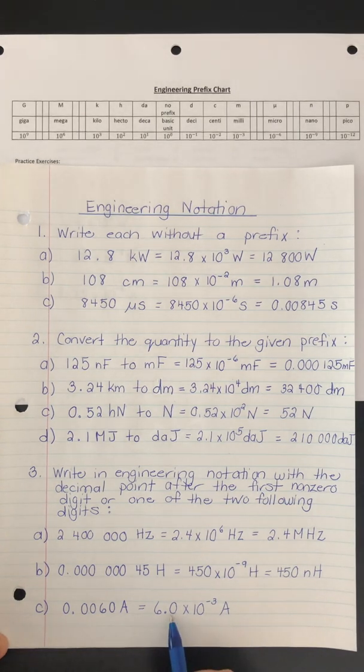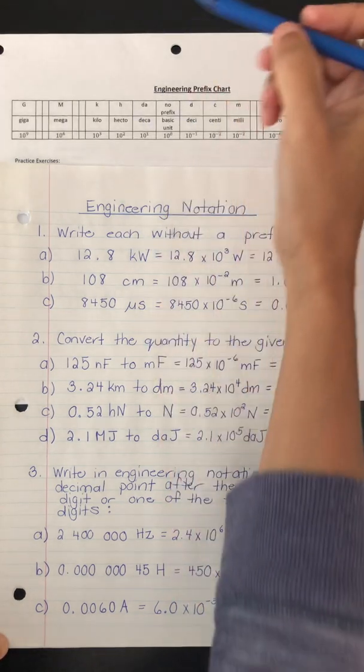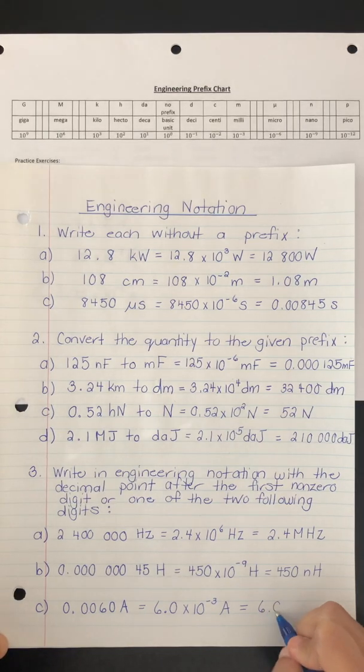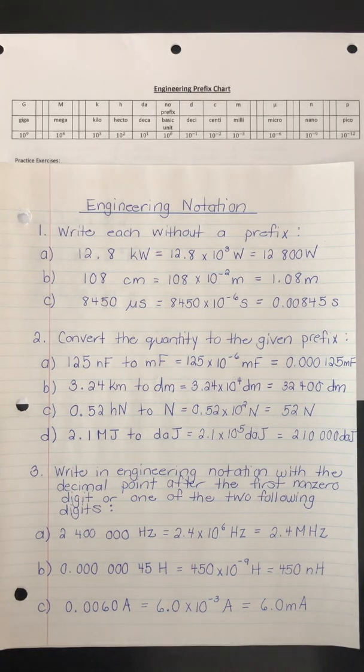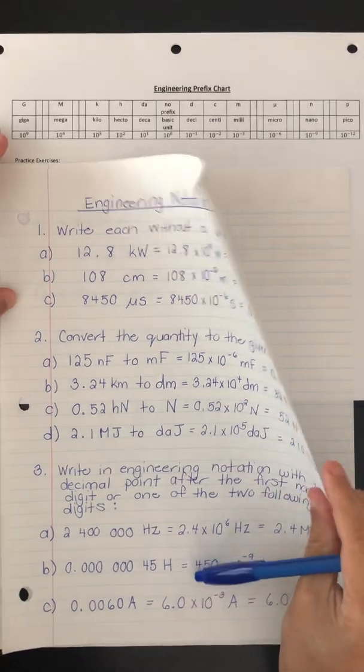Notice this 0 is included because the original number has 2 significant digits. We want to make sure we have 2 significant digits here as well. Now replace 10 to the negative 3 with the prefix milli, 6.0 milliamps. Okay, we're going to do 3 more examples which begin in scientific notation.